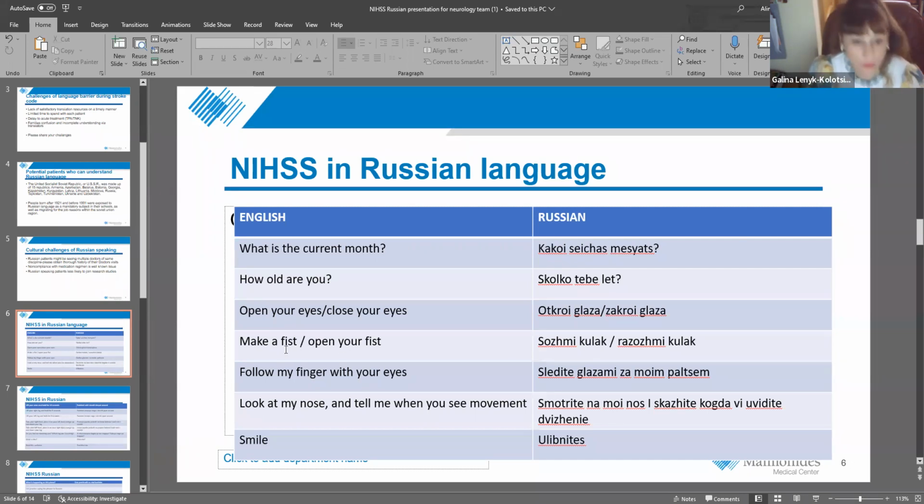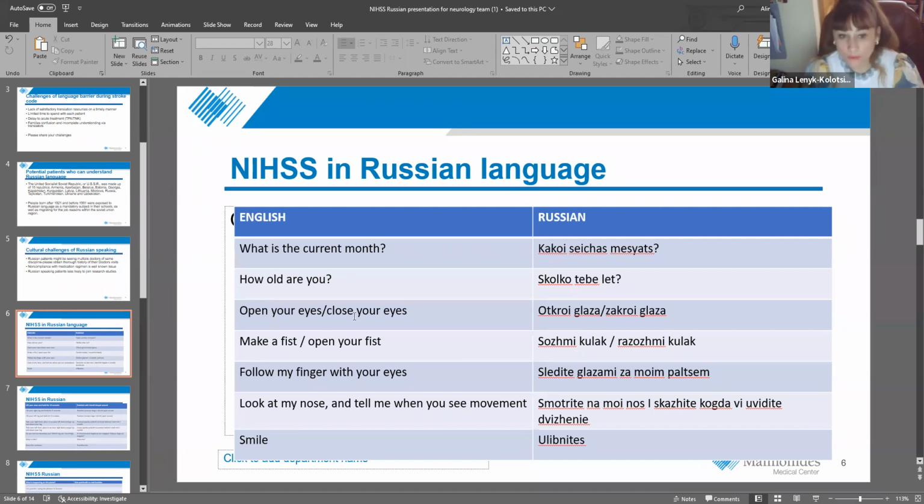Okay, so moving on, when you say make a fist, or open your fist. To make the fist, you say сожми кулак. Who wants to try this one? It's make a fist, or сожми кулак. How about Jolene? Сожми кулак. Great. And if you want to say open your fist, you're going to say разожми кулак.